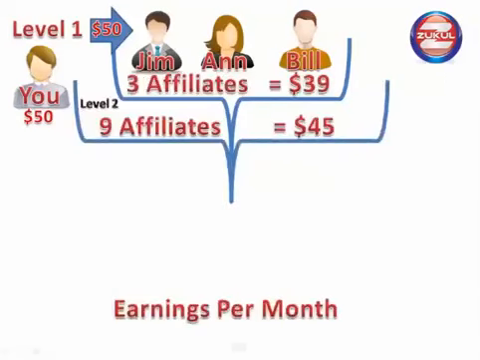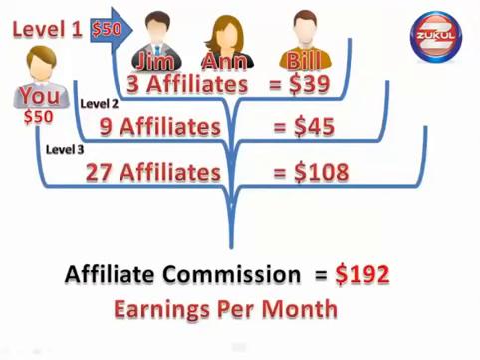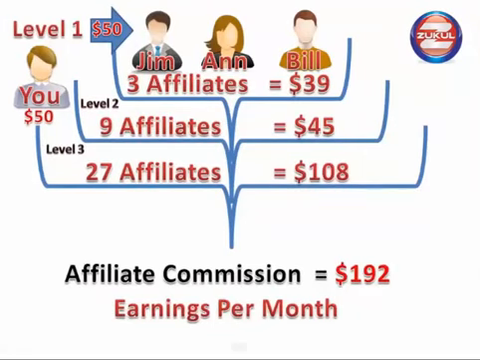So let's look at level 2. Now if Jim, Anne and Bill did exactly the same as you did, and they all bought in 3 people, you'll now have 9 affiliates on your level 2, and you'll earn $45 every month. And if those 9 people went out and got 3 people as well, just like you, Jim, Anne and Bill did, that will give you another 27 people coming into your business, giving you $108 extra a month. That's a total of $192 in affiliate commissions paid to you every single month. And that's without the passive funnel.